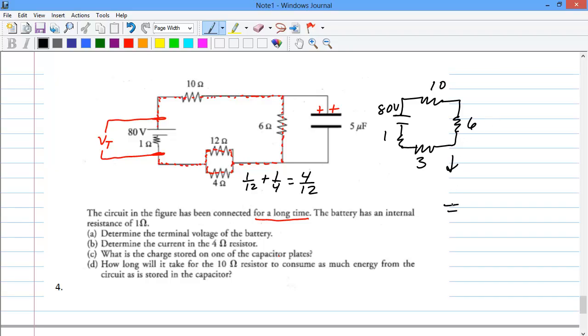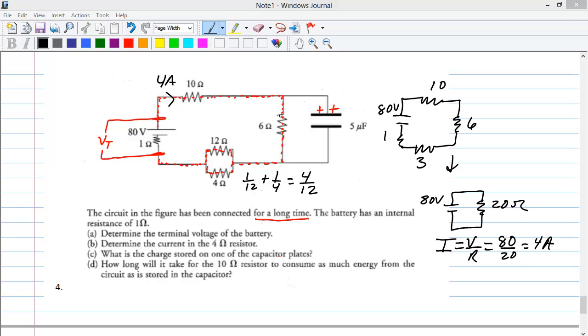These are in series, so I can just write the equivalent resistor as a sum of 10, 6, 3, and 1, which is 20 ohms. So I need to find the total current, which is just V over R. And I have 80 over 20, so the total current is 4 amps. So that means that 4 amps are running through here.